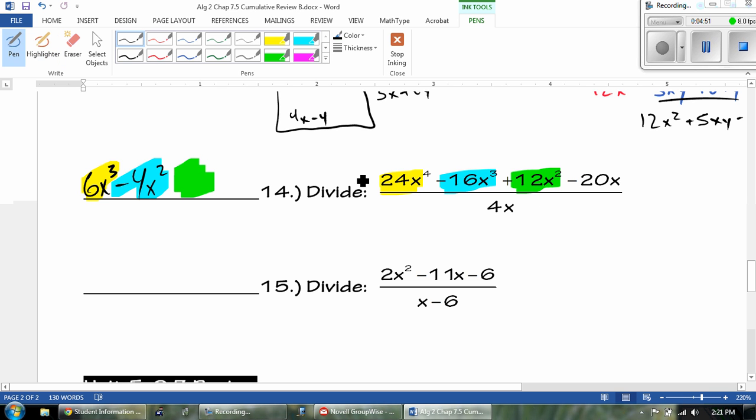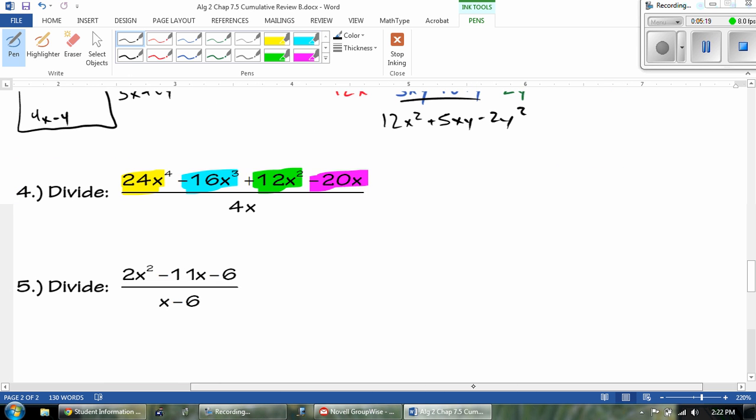Okay, what's 12 divided by 4? We get 3. X squared divided by x is x. And then the last one that we have to divide, negative 20 divided by 4 is negative 5, and the x's cancel out. So that's where we get 6x cubed minus 4x squared plus 3x minus 5.